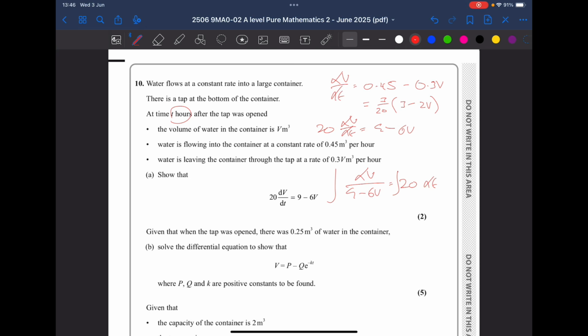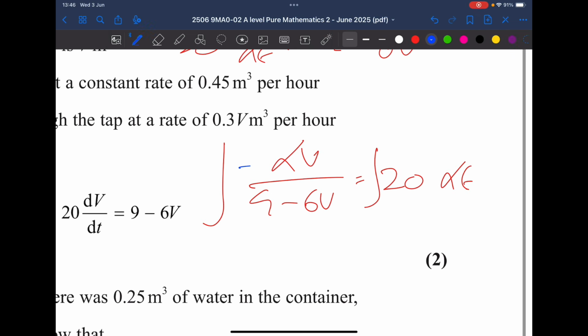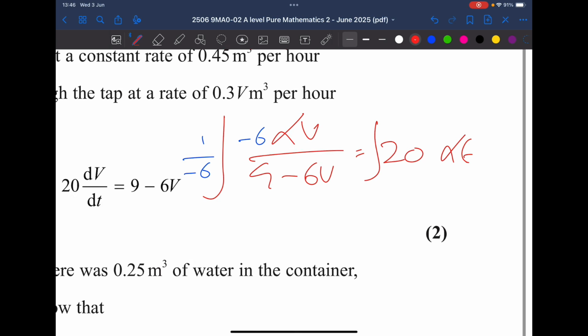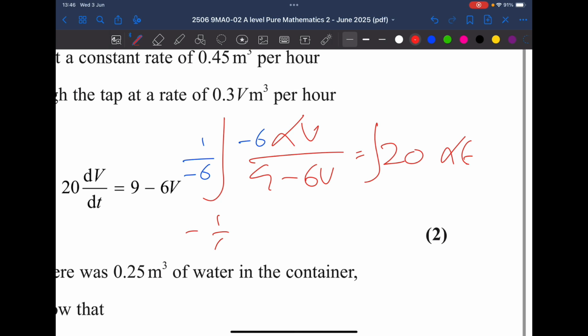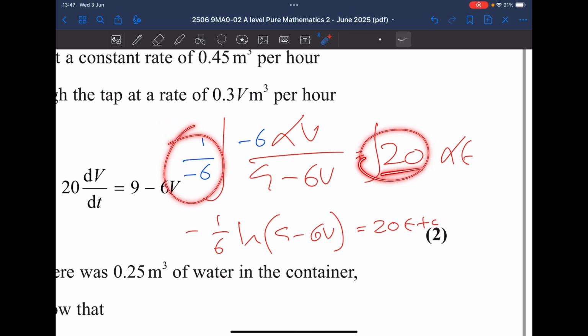Integrate on both sides. This is that log thing. So we need the top to say minus 6, because it's the derivative of the thing on the bottom. To get that to happen, we must divide by negative 6 as well. The left-hand side is then negative 1/6 of the log of 9 minus 6V, and the right-hand side is just 20t plus a c. One thing to note, we have this minus 6 over here. We could have immediately made this minus 120.